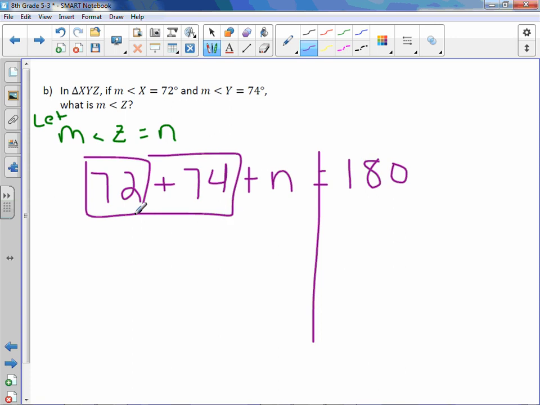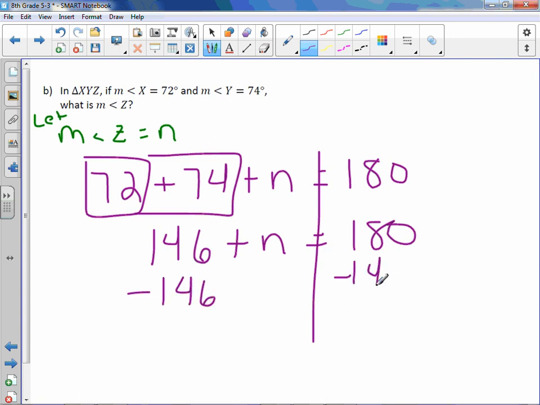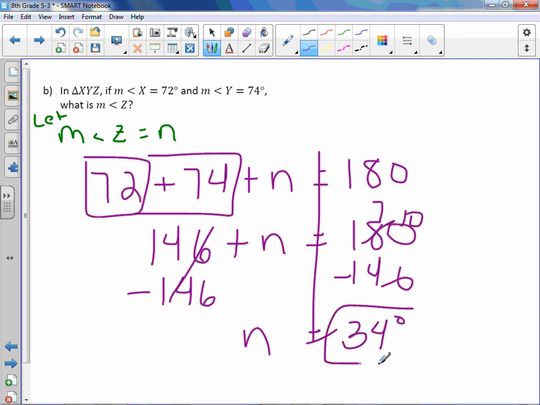Combine like terms. 146 plus n equals 180. Subtract 146 from both sides. N equals 34 degrees.